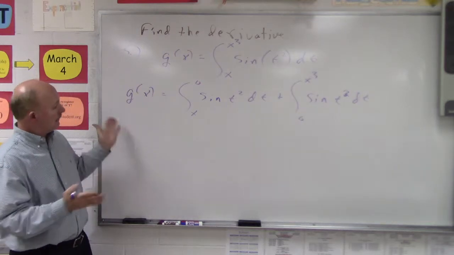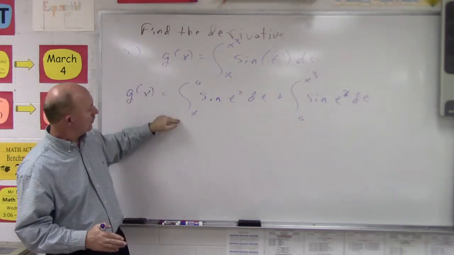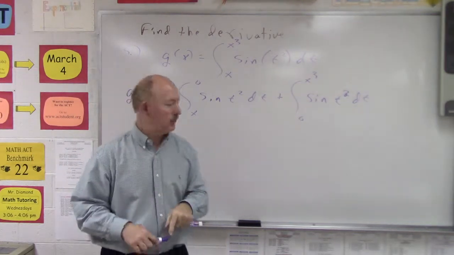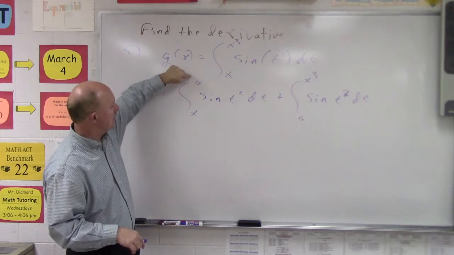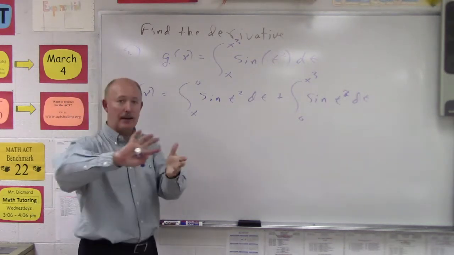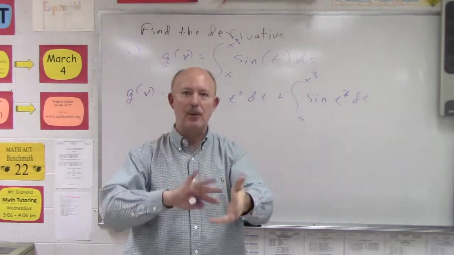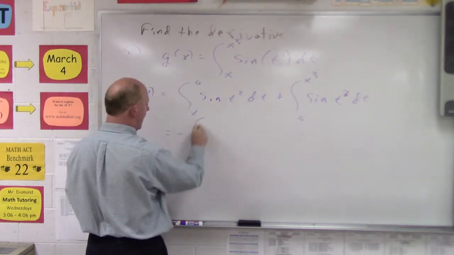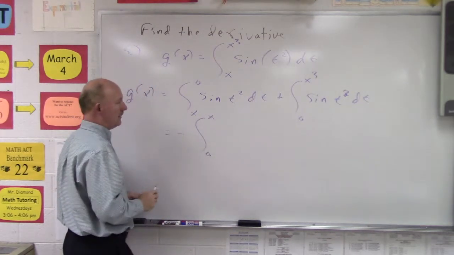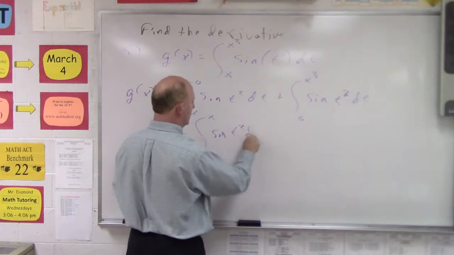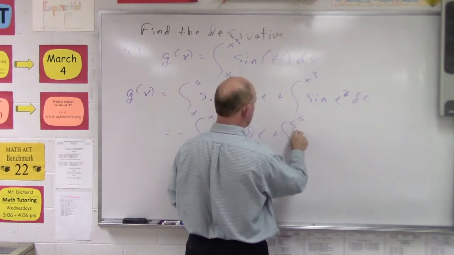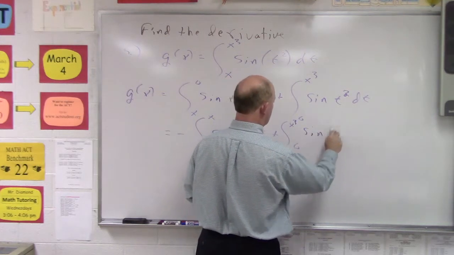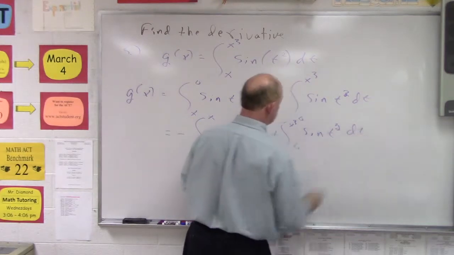Now, the first thing I notice is the first integral. In order to take the derivative, we need the upper bound to be our variable. So the x has to be up here, the 0 needs to be down here. Remember, in a previous video, we can switch the upper and lower bounds, but you've got to take the opposite of your integral. So this is the same thing as the opposite of the integral from 0 to x of sine t squared dt, plus the integral from 0 to x cubed of sine t squared dt.